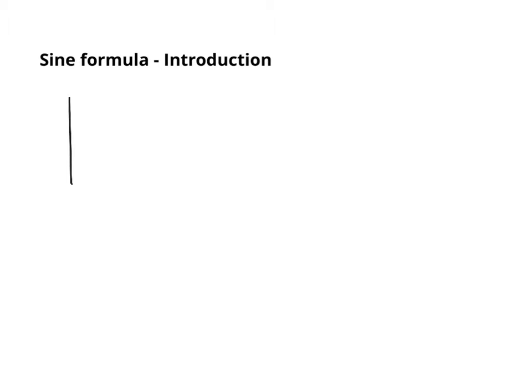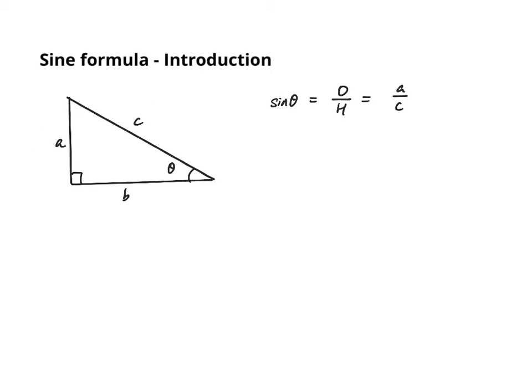We learned the definition of sine, cosine, and tangent theta in a right-angled triangle. Sine theta is opposite side over hypotenuse. It is A over C. Cosine theta is adjacent side over hypotenuse. That is B over C. Tangent theta is opposite side over adjacent side.